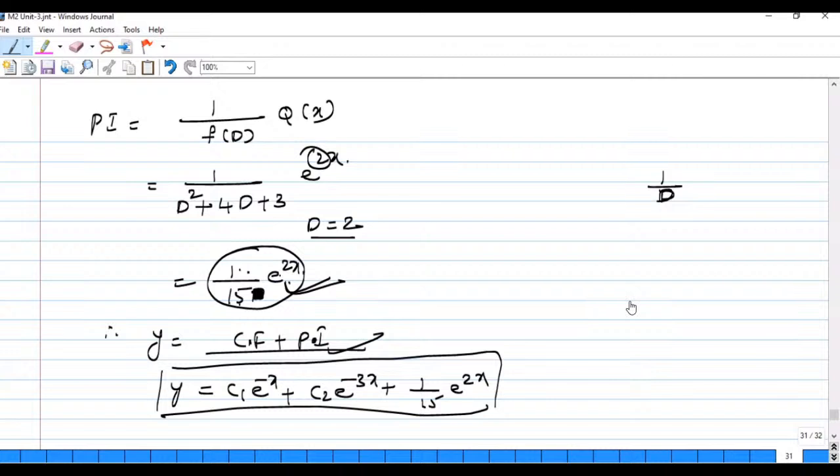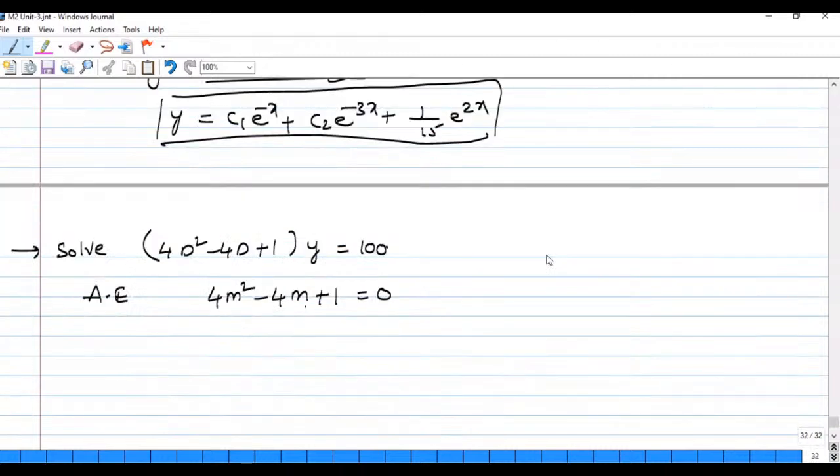The auxiliary equation is 4m square minus 4m plus 1 equal to 0. Find out the roots. What are the roots? 1 by 2, 1 by 2. Okay.